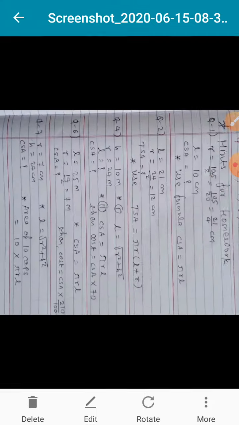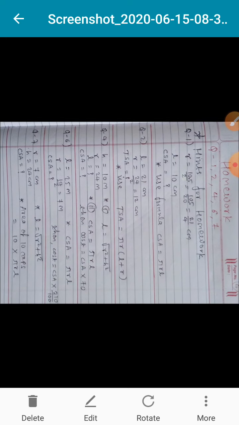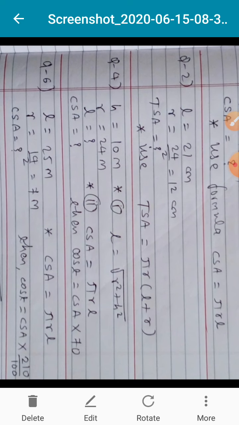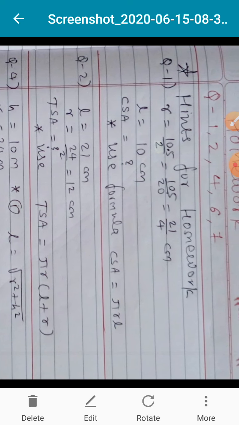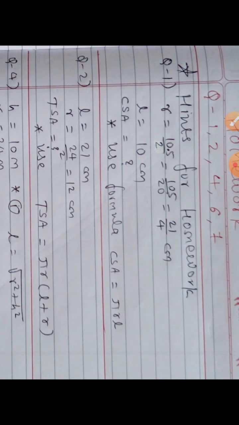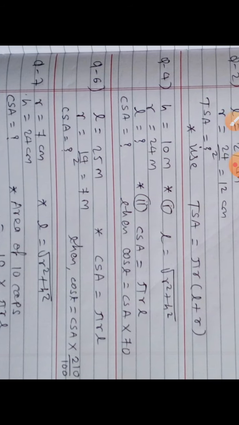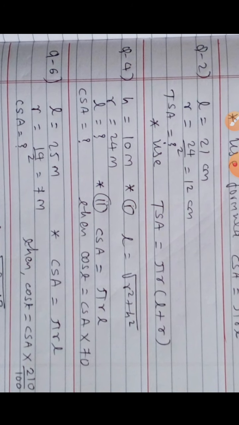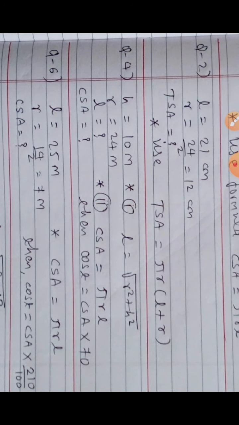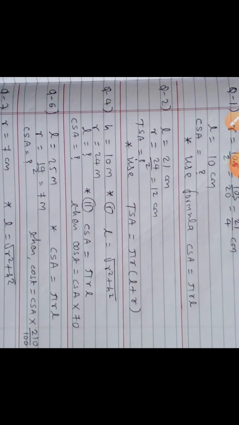Okay, so all given 5 sums from 13.3, question number 1, 2, 4, 6, 7, are very simple. Just be accurate in calculation and in choosing the appropriate formula. And whenever L is not given, find L. And if diameter is given, then don't forget to divide it by 2. So keep in mind this important point and solve all these questions.